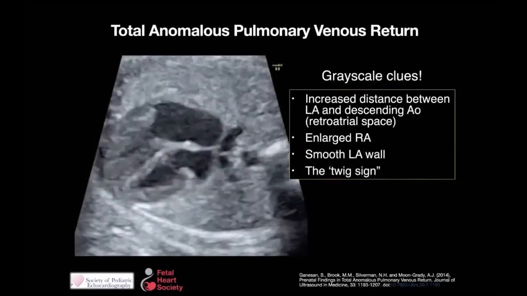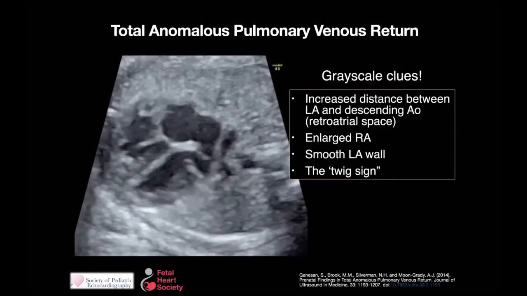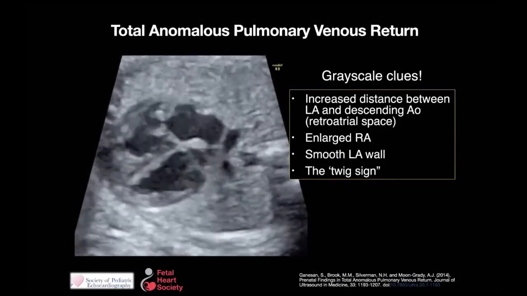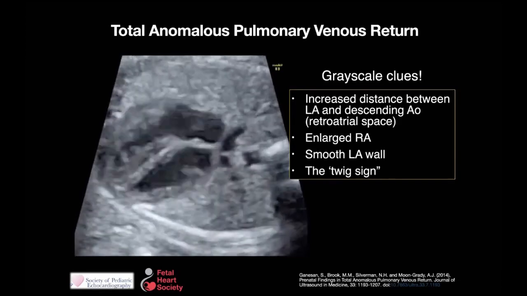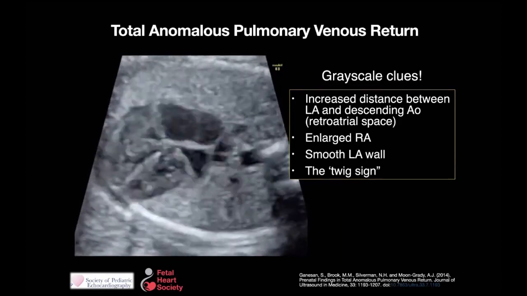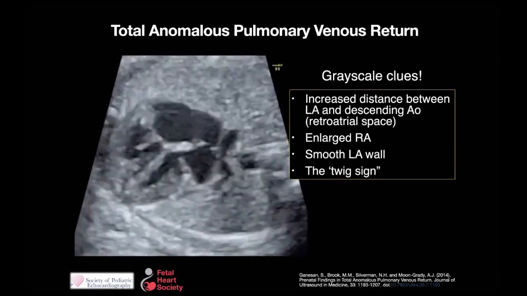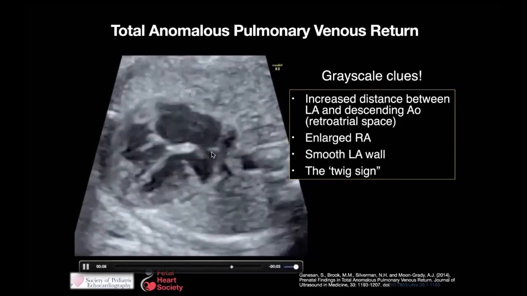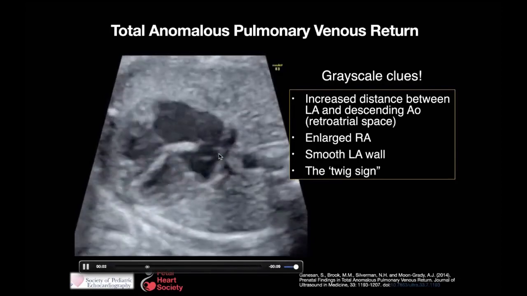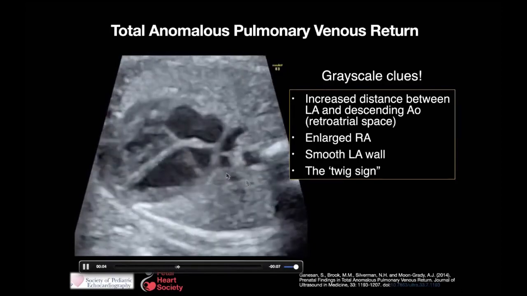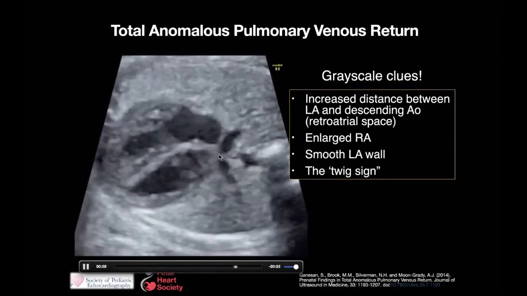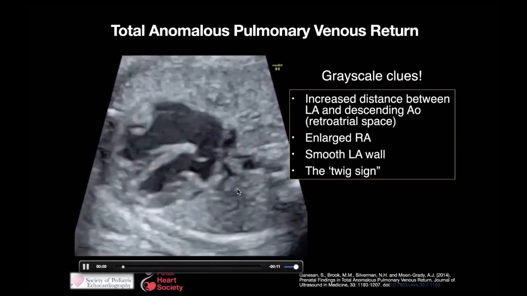So, grayscale clues for total anomalous pulmonary venous return. It's very important to take a look at the retroatrial space. There's an increased distance between the left atrium and the descending aorta in comparison to the normal heart. We don't see that increased distance. And if you notice too, you could see what looks like an enlarged right atrium, and this is due to the increased venous pressures, and also a smooth left atrial wall. So we don't see any of those pulmonary veins draining directly into that left posterior wall.